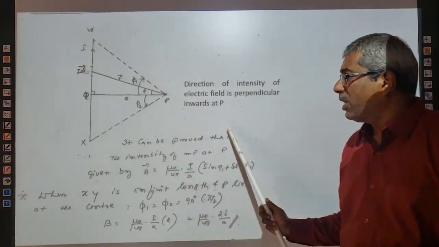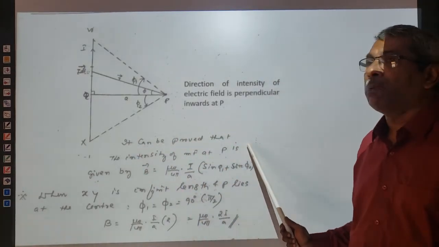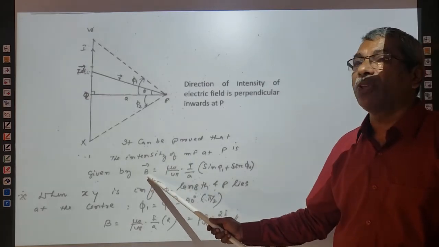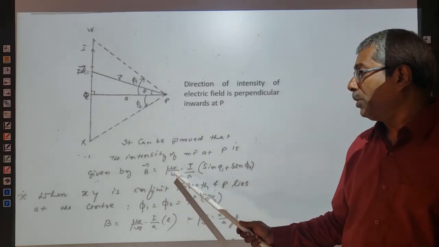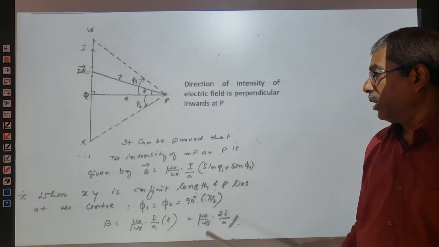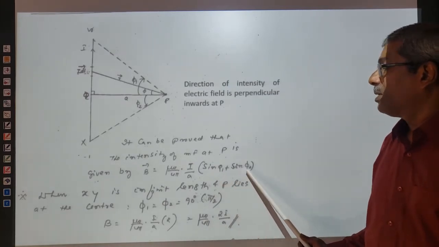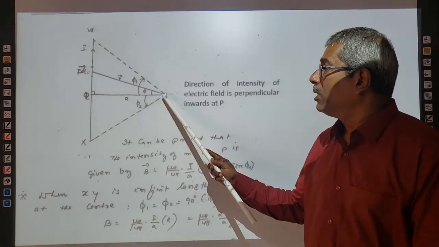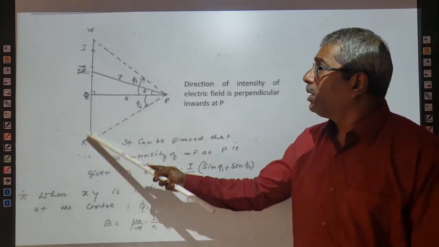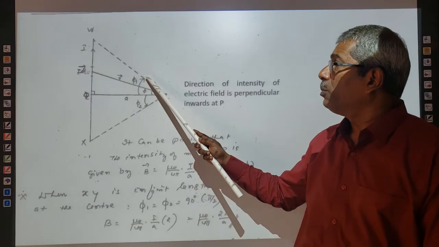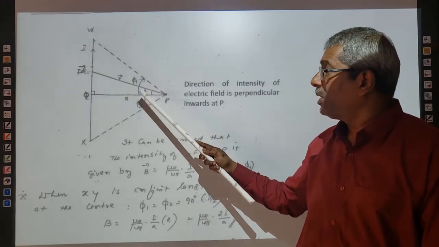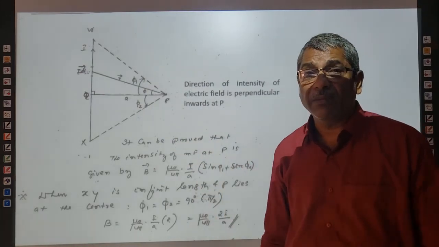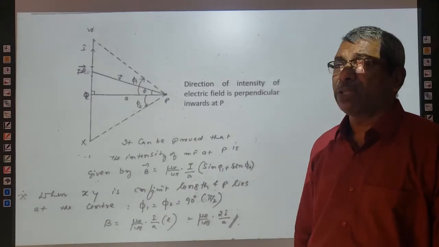So it can be proved that the intensity of magnetic field at the point P is given by B is equal to mu0 by 4 pi into I by A into sine phi 1 plus sine phi 2. This is phi 1 and this is phi 2. When the conductor becomes infinite, phi 1 becomes 90 degree and phi 2 also becomes 90 degree.